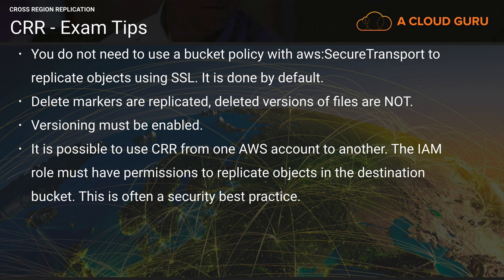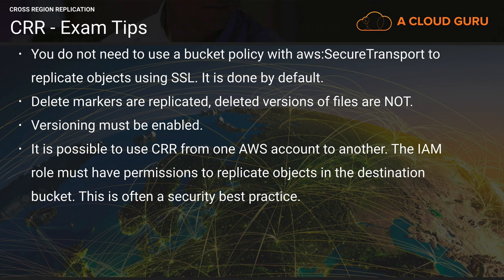Delete markers are replicated, whereas deleted versions of files are not, so do remember that. Versioning must always be enabled on both the source and destination bucket in order for cross-region replication to work. And remember that it is possible to use cross-region replication from one AWS account to another, but the IAM role must have permissions to replicate objects in the destination bucket. And this is often a security best practice.